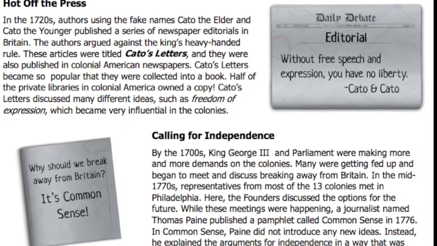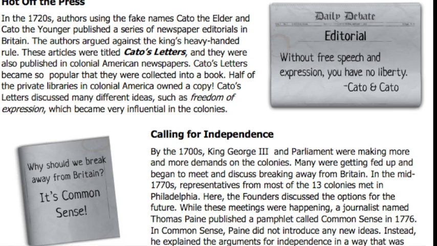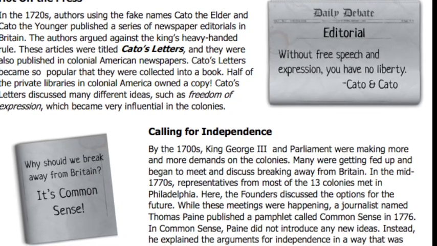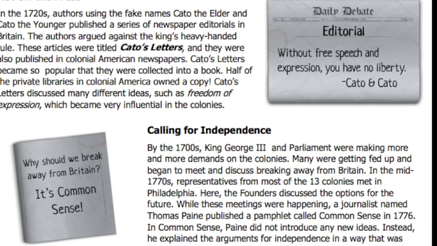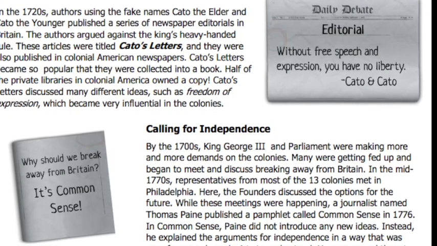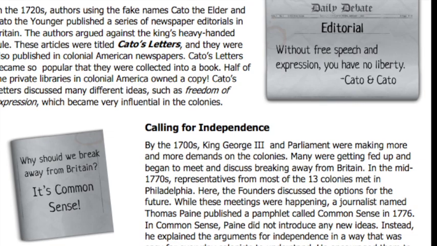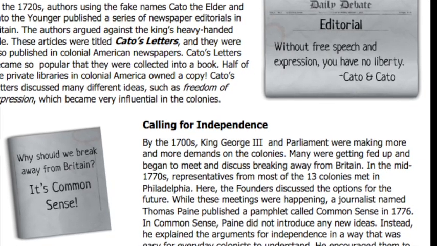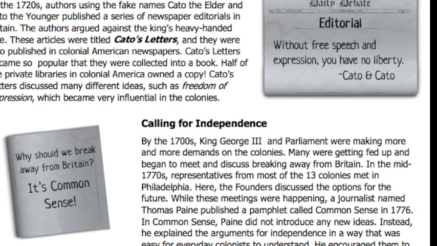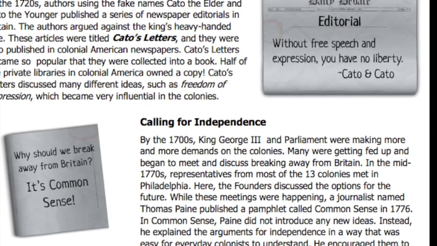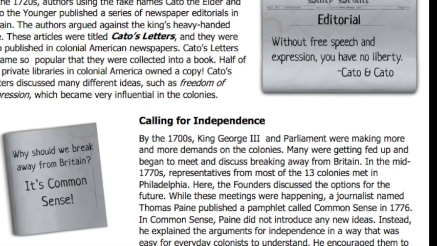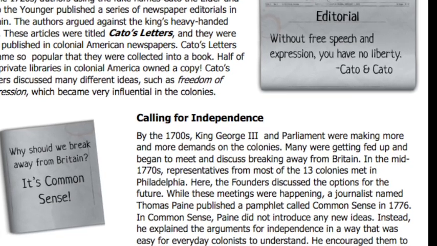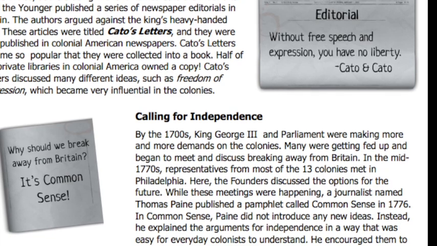Calling for independence. By the 1700s, King George III and Parliament were making more and more demands on the colonies. Many were getting fed up and began to meet and discuss breaking away from Britain. In the mid-1770s, representatives from most of the 13 colonies met in Philadelphia. Here, the founders discussed the options for the future. While these meetings were happening, a journalist named Thomas Paine published a pamphlet called Common Sense. Underline or highlight that sentence.